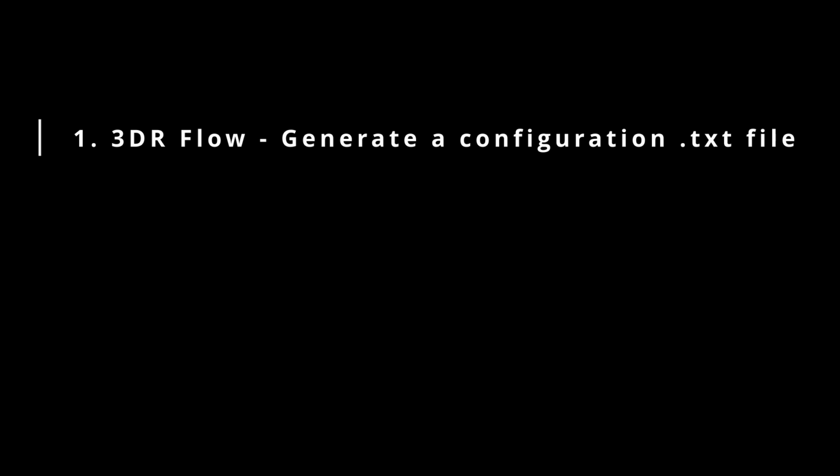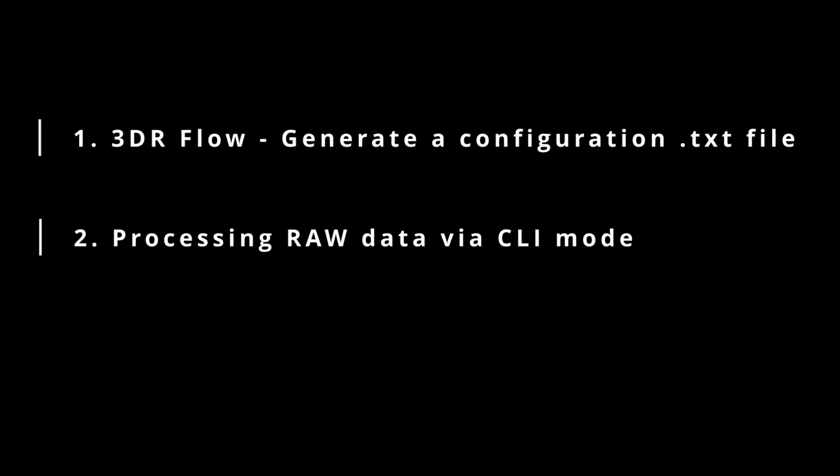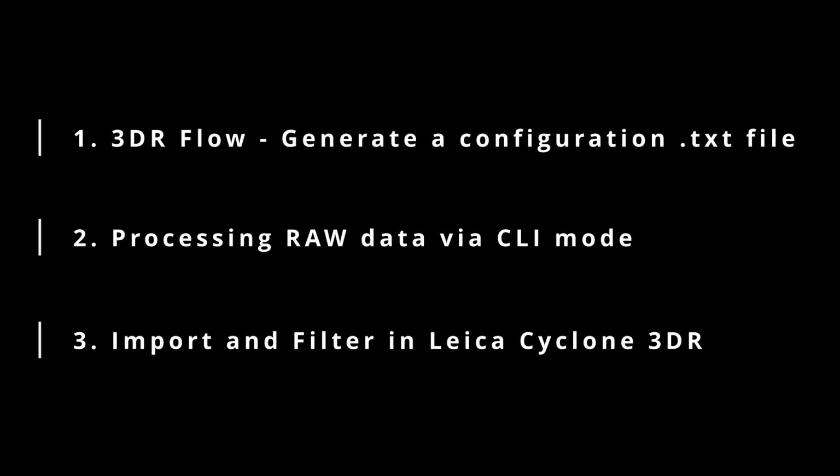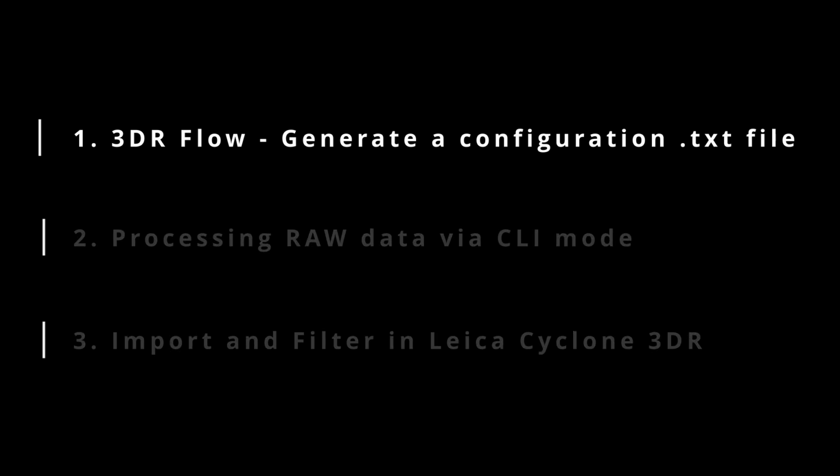Prepare the TXT configuration file with the 3DR Flow tool; process raw scanner data via Leica Cyclone REGISTER 360 Plus in command line interface mode; and import the processed data from the second step into the Leica Cyclone 3DR software and filter it there according to the predefined order. Each of these steps has its own requirements and cannot be run without them.